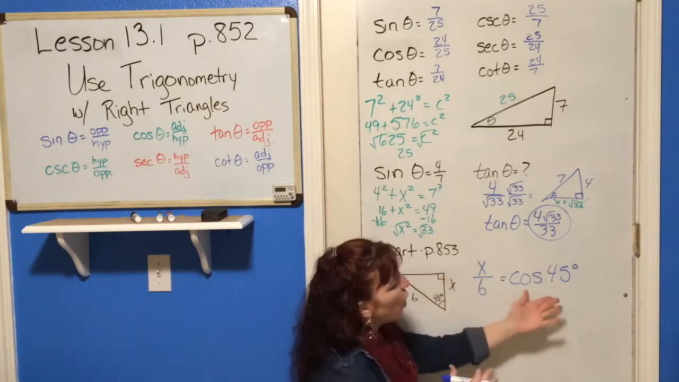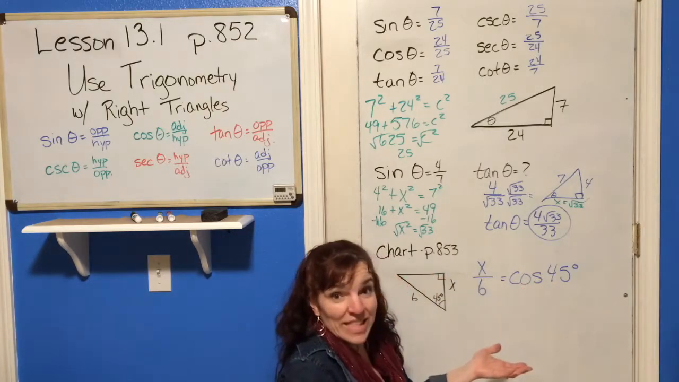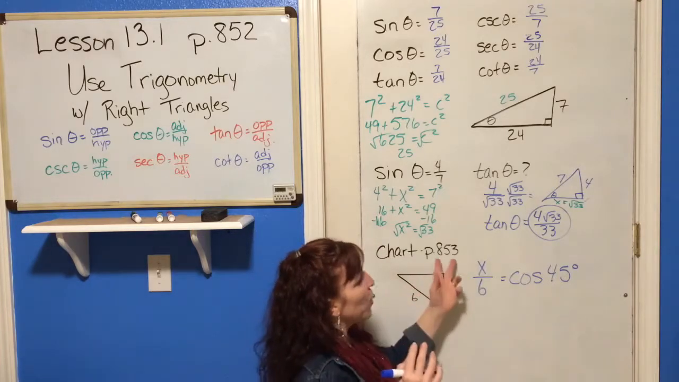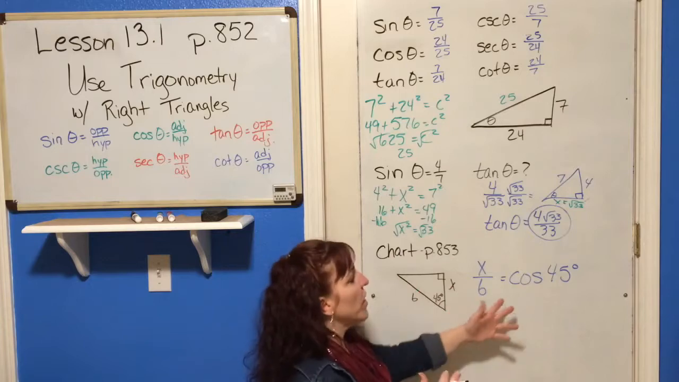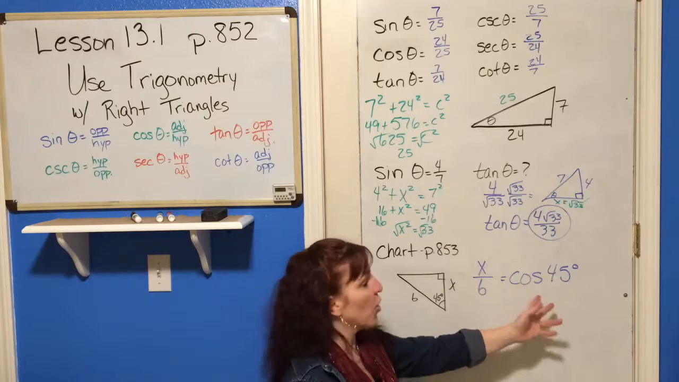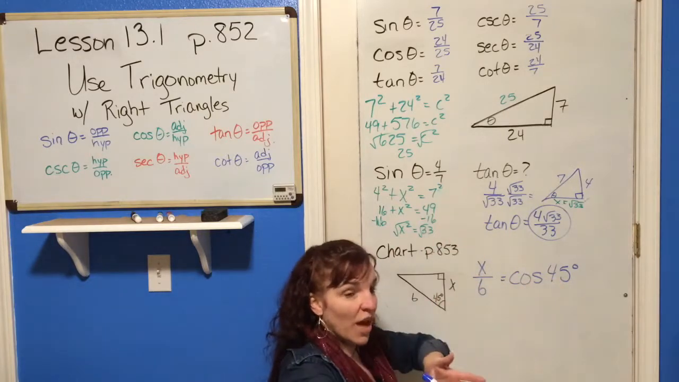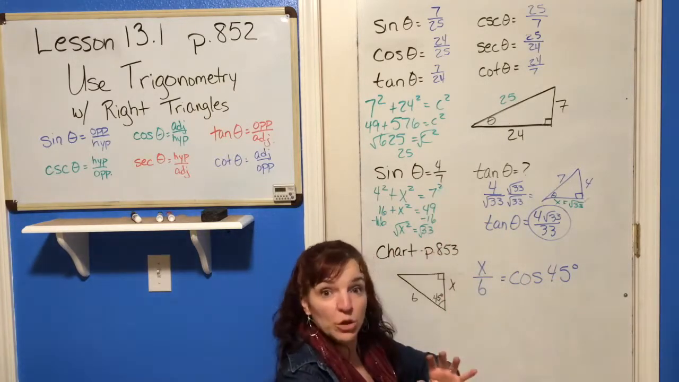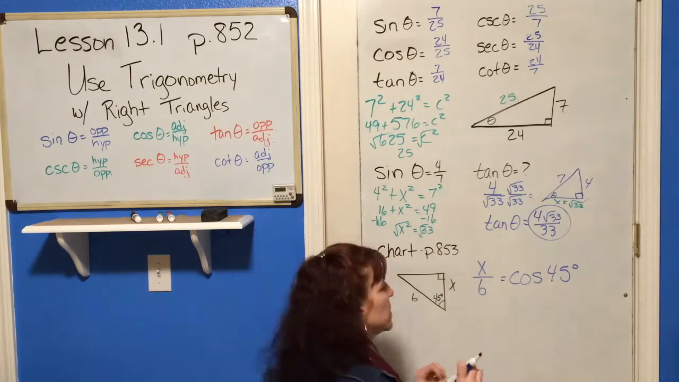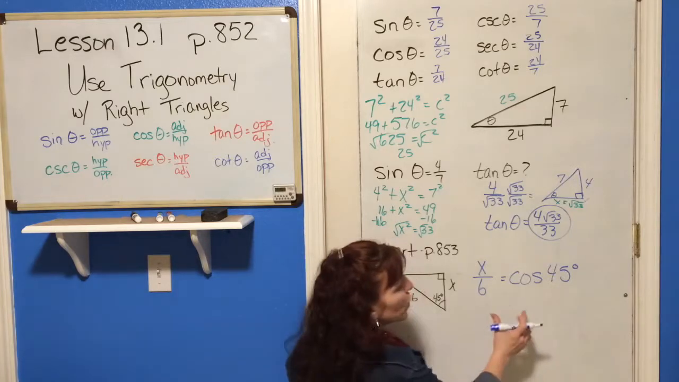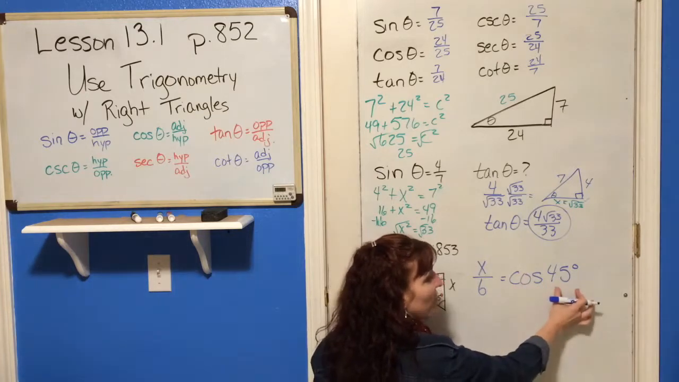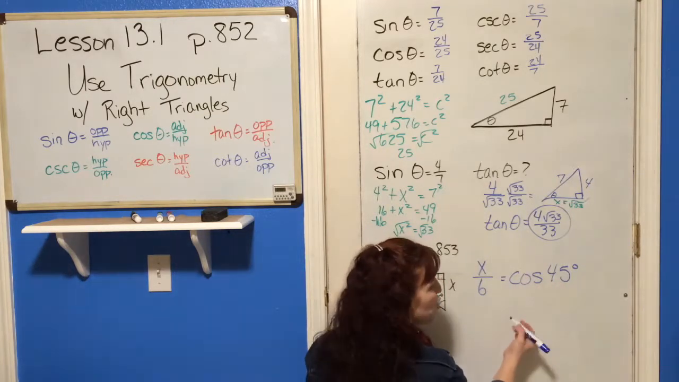And that's great if we only knew what the cosine of 45 degrees is. And if you'll go to that chart on page 853, it's a whole chart with all 6 trig functions, all 6 values of 45 degrees, all 6 values of 60 degrees, and all 6 values of 30 degrees. All right, and some of those might be good to memorize. Hint, hint. So if you look at that chart, it tells you that the cosine of 45 is square root of 2 over 2.